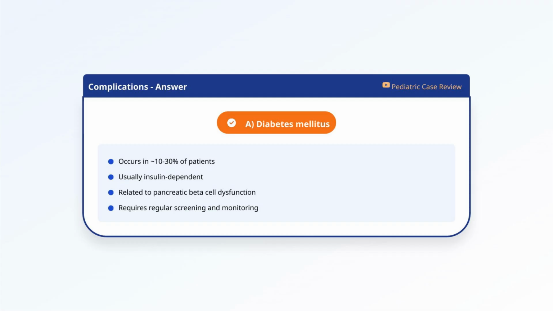Diabetes mellitus. Diabetes develops in approximately 10 to 30% of patients with Friedreich ataxia and is typically insulin dependent. The diabetes is related to pancreatic beta cell dysfunction and impaired insulin secretion rather than insulin resistance. All patients with Friedreich ataxia should undergo regular screening for diabetes with fasting blood glucose or hemoglobin A1C testing.